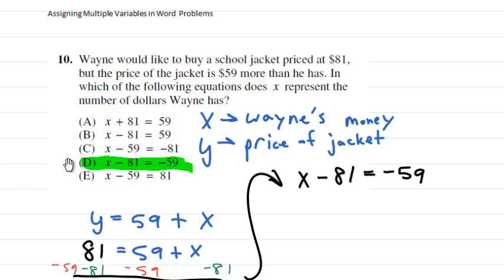Another way of reiterating the answer in choice D is that if Wayne took the amount of money he had and somehow bought the jacket even though he didn't have enough money, it would drive him negative because the jacket cost $59 more. So if he subtracted 81 from what he had, he would go negative 59. So this would almost be what would happen if he were to buy the jacket with a credit card that was more than the available balance on the credit card, and it might go $59 beyond its balance.